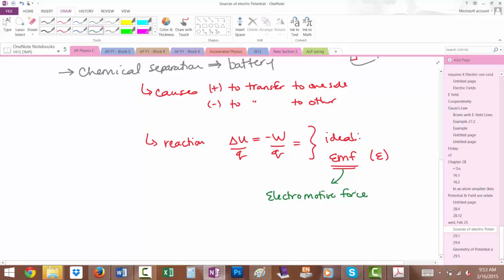Here's the trouble with that name. Electromotive force would imply, so this is like an adjective and this is the noun and it's a force, right? It's not a force. Okay? So even though it's called electromotive force, it is not a force. Electromotive force just means, for our purposes, it just means voltage. Okay?